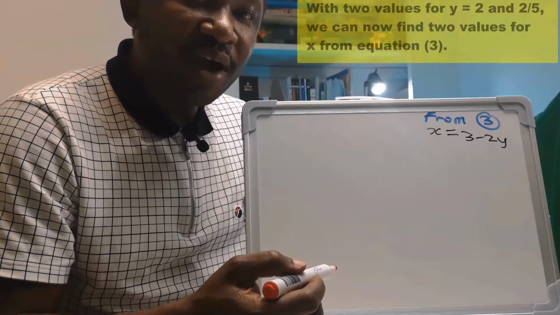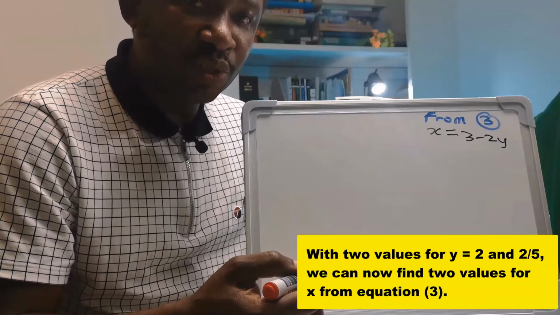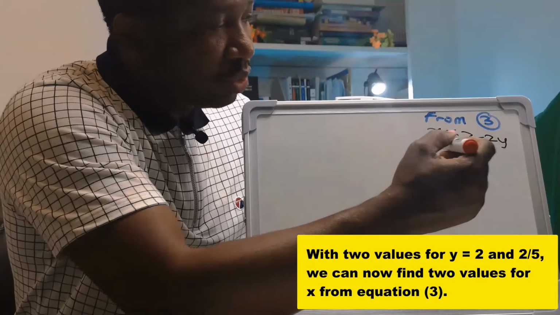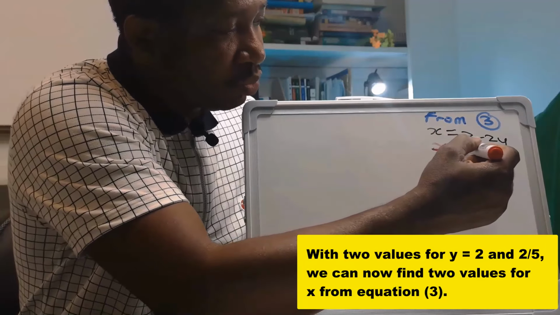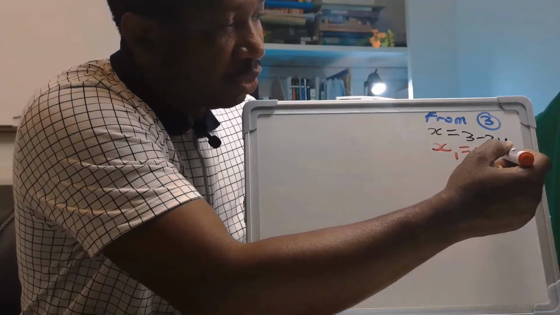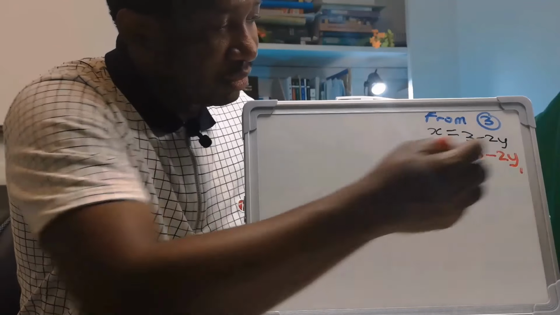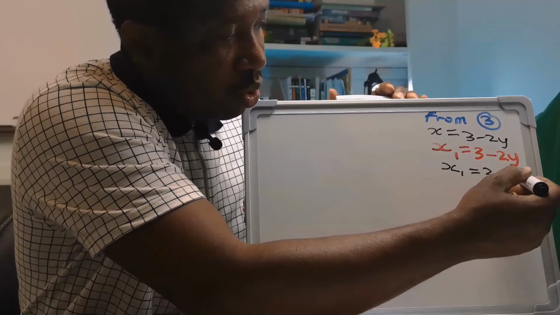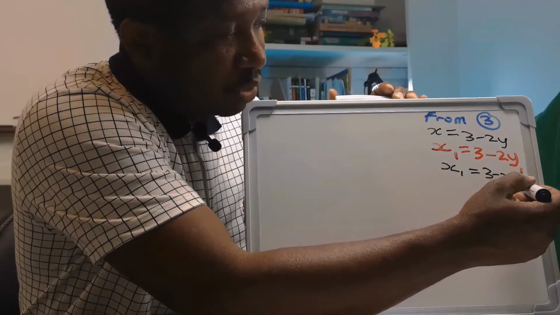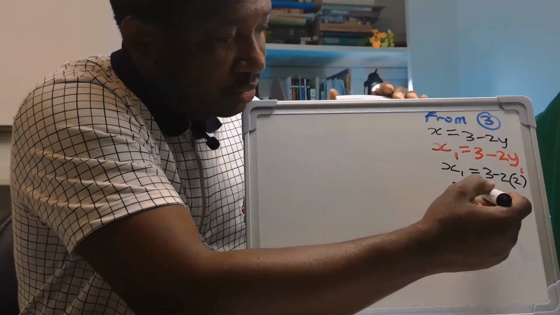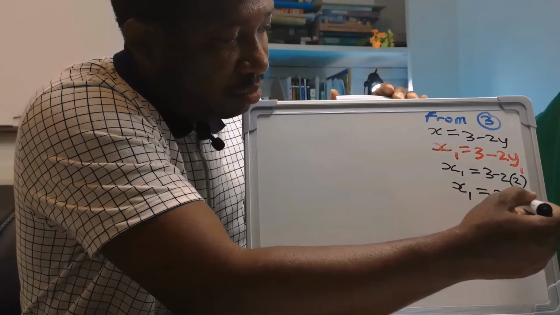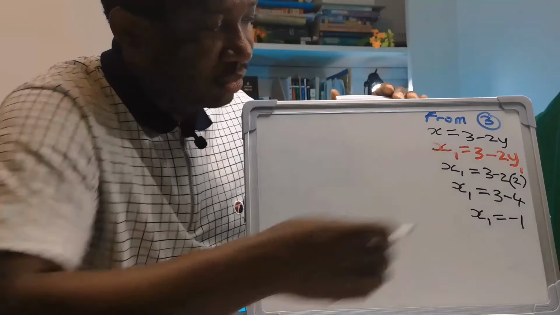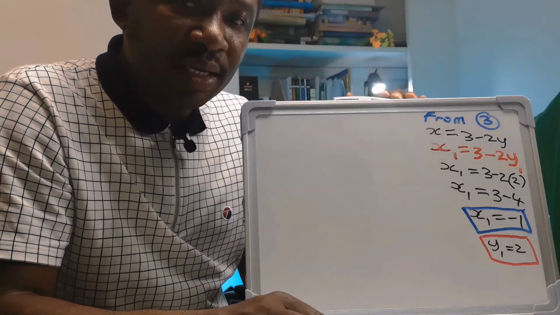Next, to find x in equation 3, where x is 3 minus 2y, we're going to have that x1 will become 3 minus 2y1. We obtain y1 to be 2, so x1 will become 3 minus 4, and x1 will be minus 1 when y1 is 2.